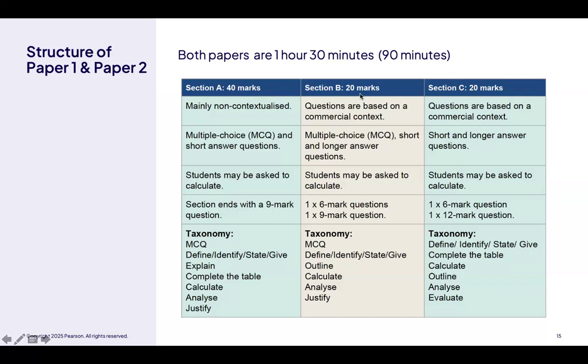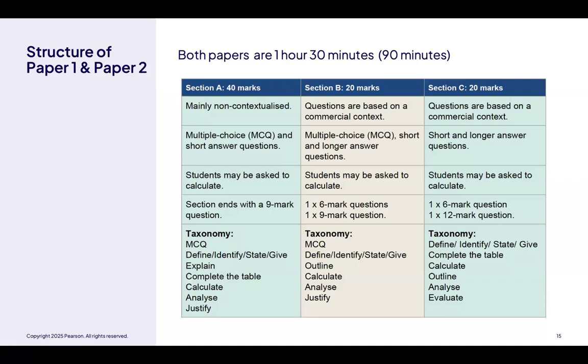Can you now contrast that with section B? So section B, first box, questions are based now on a commercial context. We start introducing real business context that students must apply their answers to. And then we start getting into multiple choice. Again, the types of questions that will be used: a six mark analyze question and a justify question. And look at section C, again, that structure.